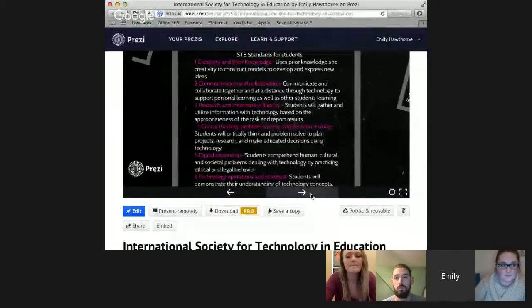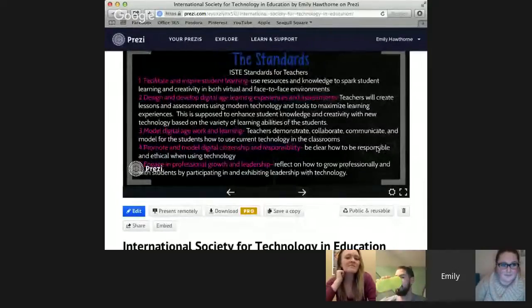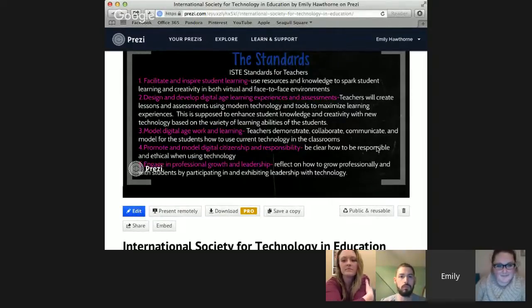On to the next slide of our presentation, we will talk about the standards for teachers. The first standard for teachers is to facilitate and inspire student learning and creativity. The objective is for teachers to advance student learning using their content knowledge along with technology involving student engagement. This standard relates to the engaged community's essential conditions as students will work together to gain knowledge.